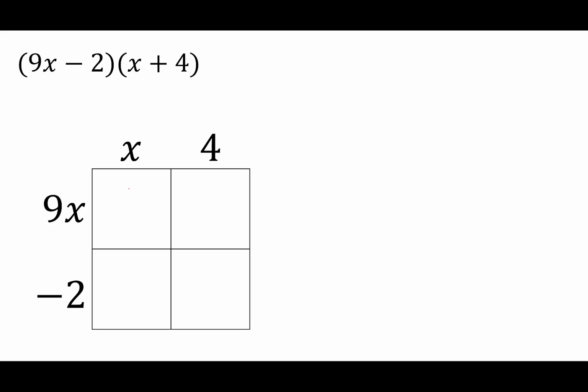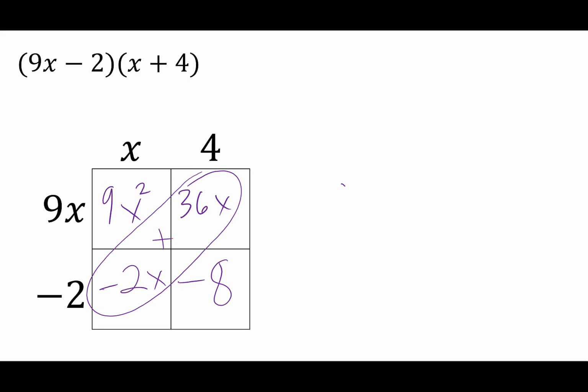9x times x gives me 9x squared. 9x times 4 gives me 36x. x times a negative 2 is a negative 2x. And negative 2 times 4 is a negative 8. So I'm going to add along my diagonal, 36x plus a negative 2x. That's just going to give me 34x. So I get 9x squared plus 34x minus 8.